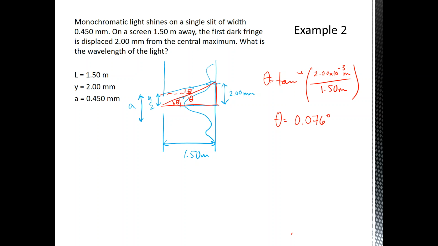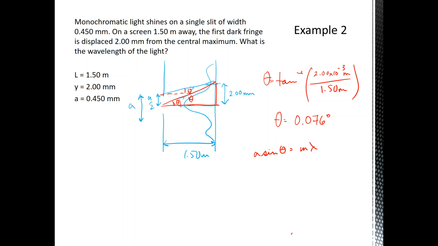And therefore, I can say that A sine theta is equal to m lambda. In this case, is this an m of 1 or of what? It would be an m of 1 because it's the first dark spot. It can't be 0 because then A sine theta is equal to 0 lambda, which doesn't give us anything. So it has to be 1 for this one, not 1.5 because it's a dark spot. And not A over 2 because we've already removed the 2 out of the equation. So it's just A at this point.